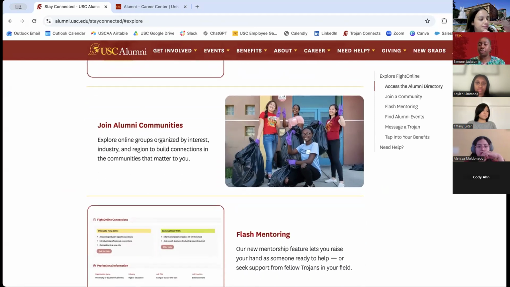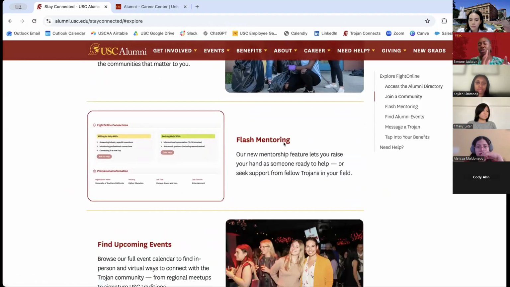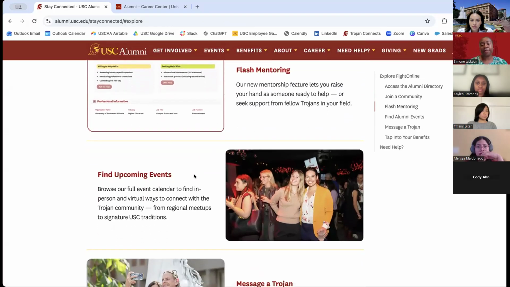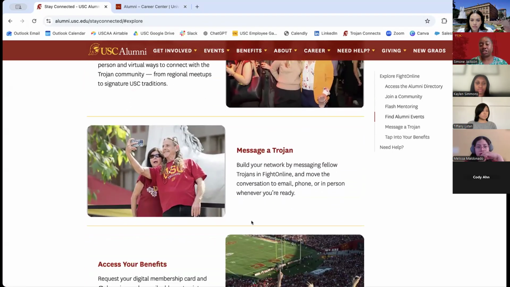You can join those communities, like I was talking about, based on industry or where you live, or even where you plan to live. So if you want to move to Chicago this summer, maybe you want to reach out to folks in Chicago before you get there to see how the job market is doing. And what's really cool is, we just added mentorship. So if you are interested in connecting with an alum and you want to be mentored by them, you are welcome to go into Fight Online and share what you need help with, or you're welcome to mentor others if you feel like you are the type of person that wants to do that. So it's all there, upcoming events and direct messaging to each other.